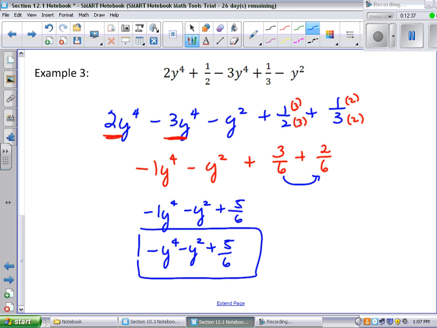You will need to do the homework on section 12.1 as well as the quiz on section 12.1.